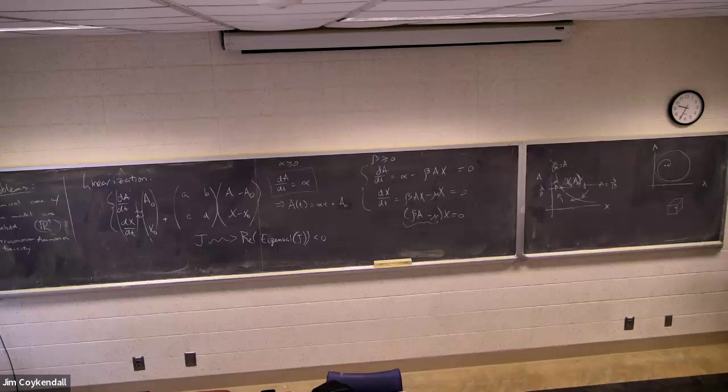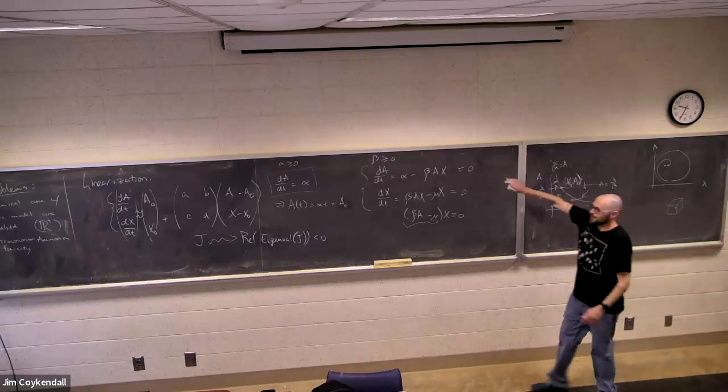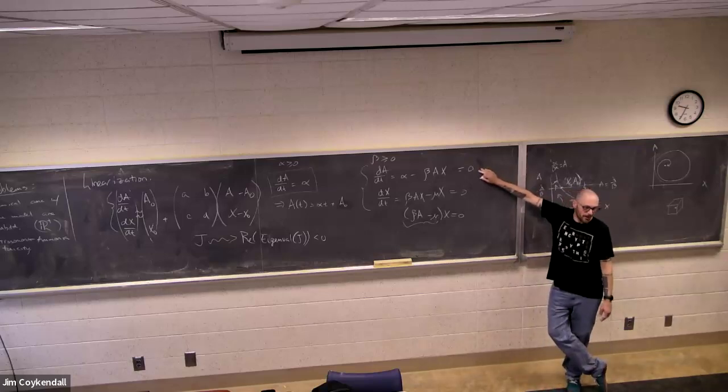What's a parameter and what's a population? Good question. Let's start with this. What's a parameter and what's a population here?